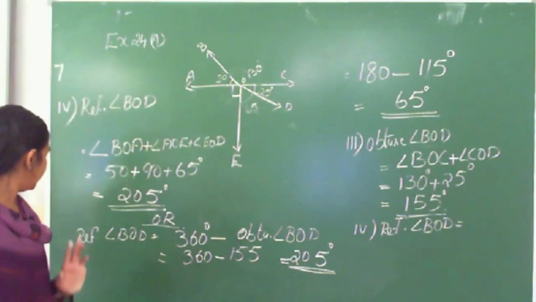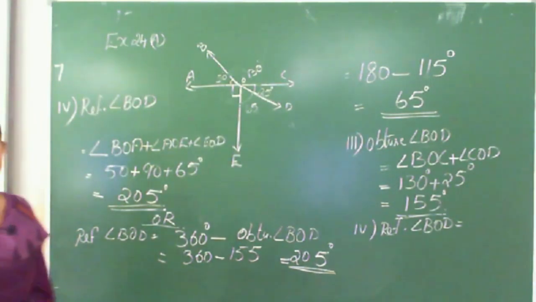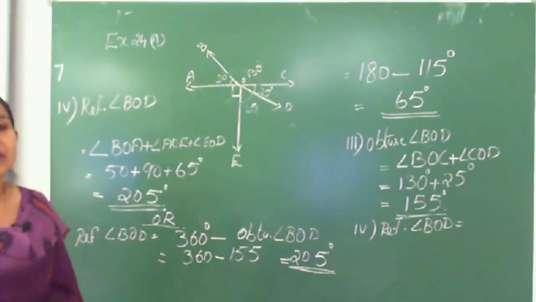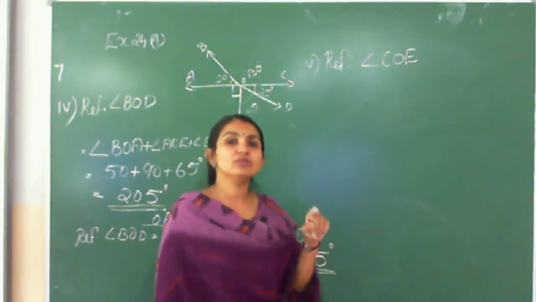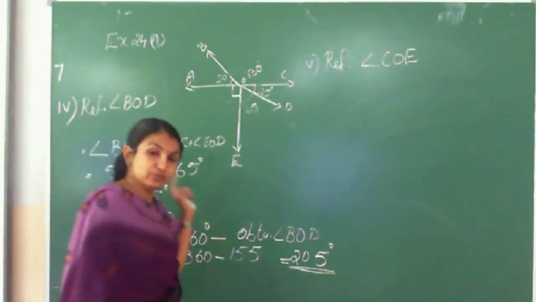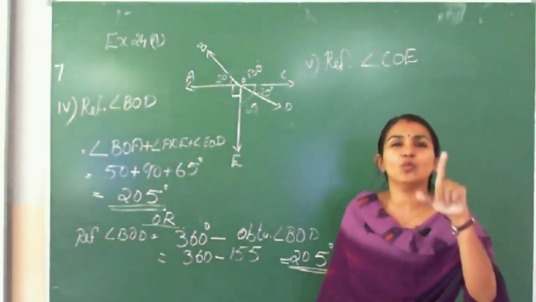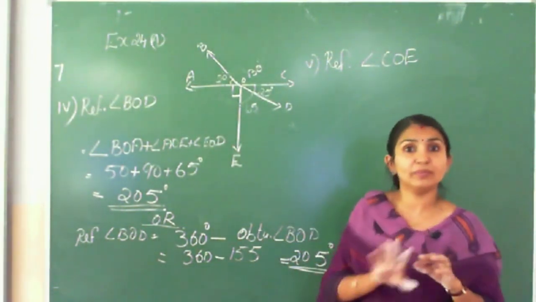(205 degree). Now we can move towards the next question, that is the fifth one, reflex angle COE. We can do it the same way. Two ways are there, so for this question I will show you both the ways. From the next question onwards, only one way, because you should know which are the two ways. Both ways will be correct.